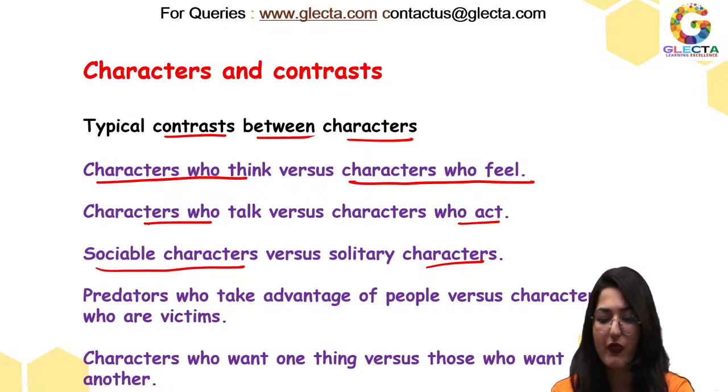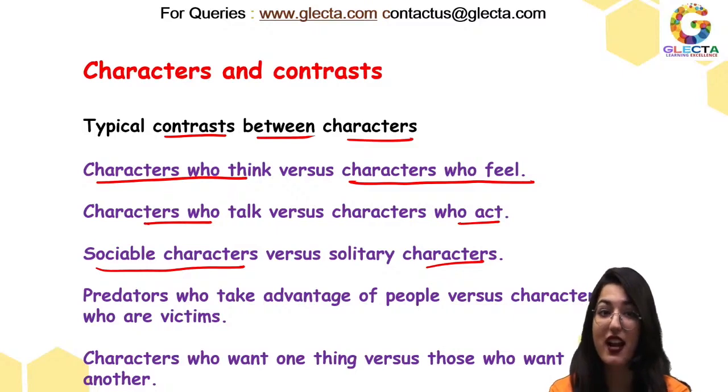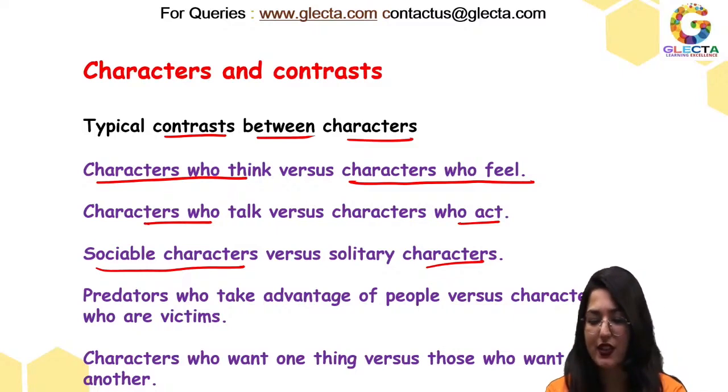Characters who want one thing versus those who want another. It's all about possession, the kind of ambition, what kind of ambitious nature the characters have. You have to point those things out too.